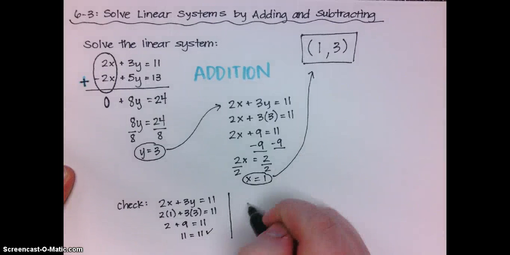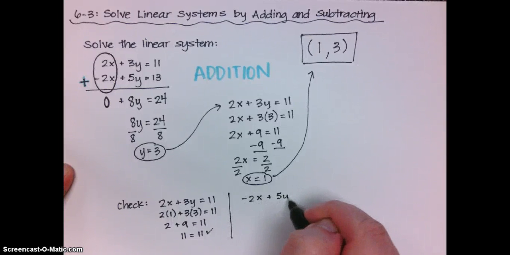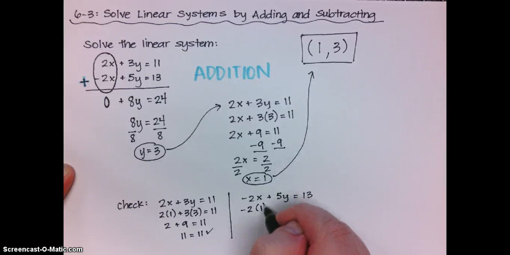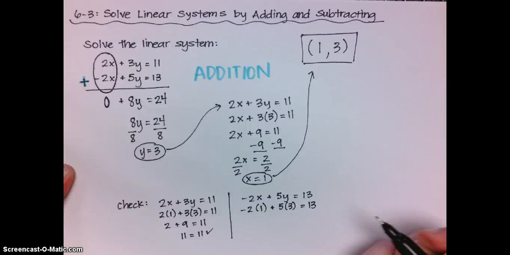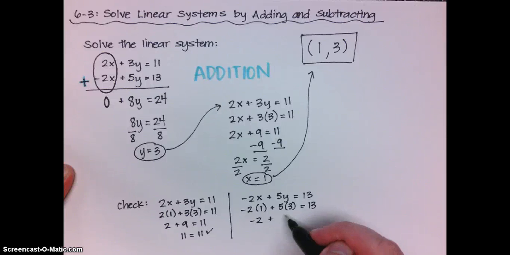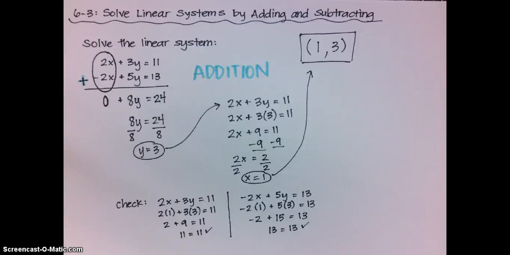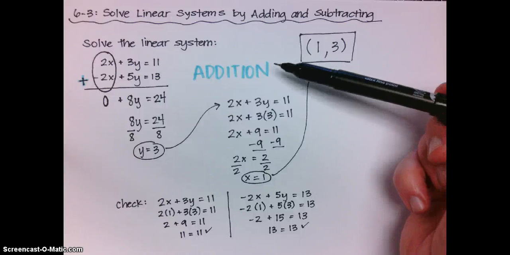Let's double check to make sure that the second equation works as well. I have -2x plus 5y is equal to 13. I'm going to plug in the x, which is 1, and for the y, I'm going to plug in 3, equal to 13. -2 times 1 is just -2, plus 5 times 3 is 15. -2 plus 15 is 13. So that is the same number on the left and the right hand side. So this first time I did my solving of the system through addition.